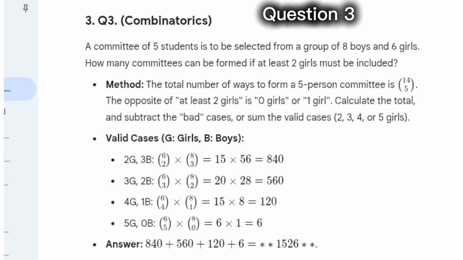Case 1. 2 girls and 3 boys. We use the combination formula. 6 choose 2 multiplied by 8 choose 3. That is 15 times 56, which equals 840.